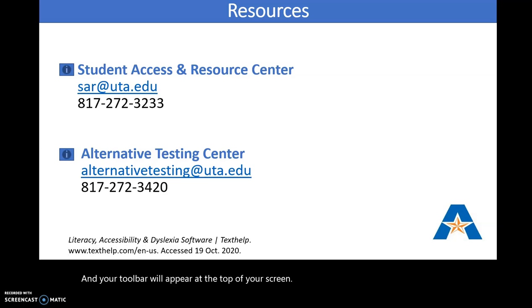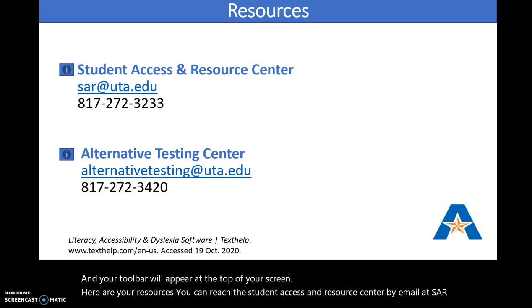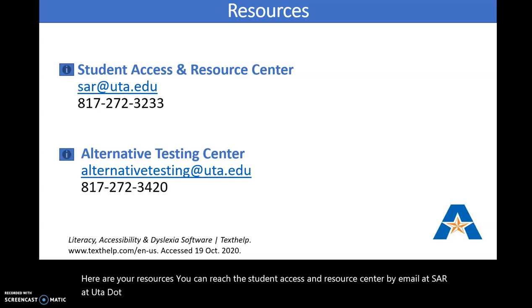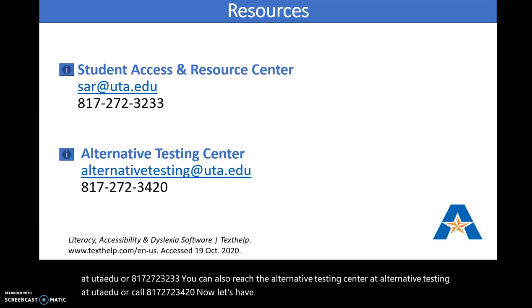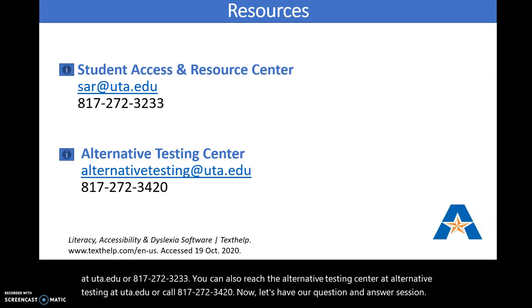Here are your resources. You can reach the Student Access and Resource Center by email at sar@uta.edu or 817-272-3233. You can also reach the Alternative Testing Center at alternativetesting@uta.edu or call 817-272-3420. Now let's have our question and answer session, followed by a survey that we would love for you to complete.